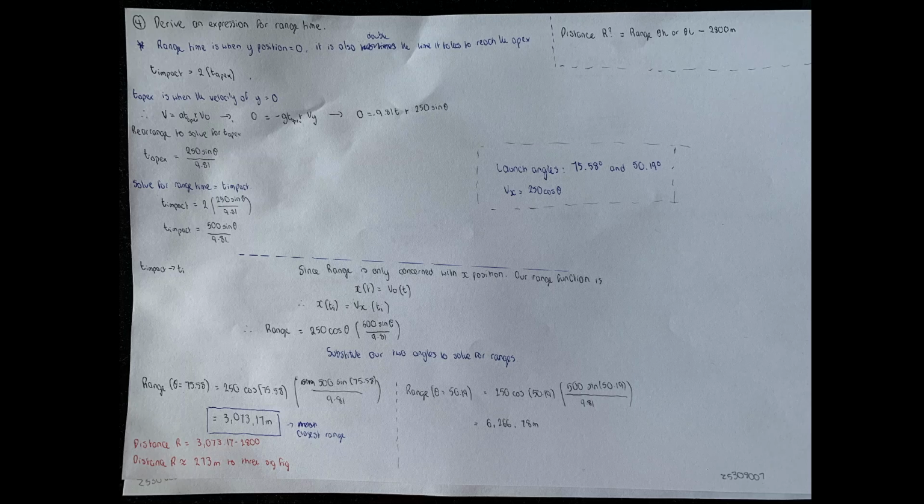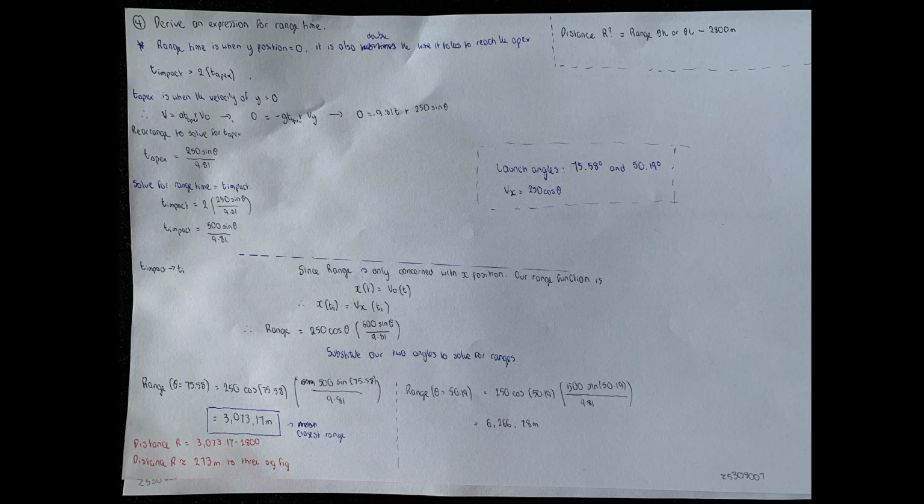Now that we have time impact, which we're just going to denote as ti for the rest of the solution, since range is only concerned with the x position, our range function, as we know from the start, is x of t, given by initial velocity times time. We can sub in ti to give us another expression, x of ti is equal to vx times ti. Now our general range for this equation is given by 250 cos theta multiplied by ti, which is 500 sine theta divided by 9.81. The last thing for us to do is to substitute our two angles to solve for the ranges.